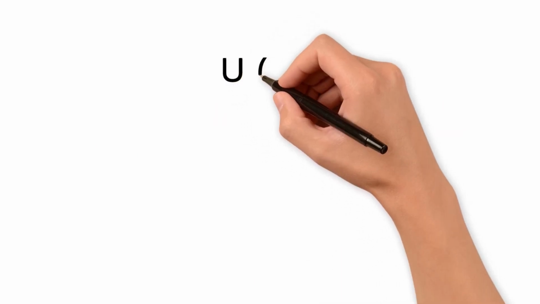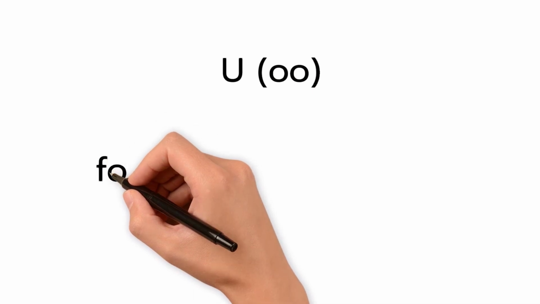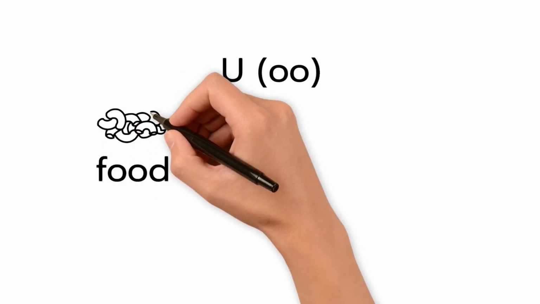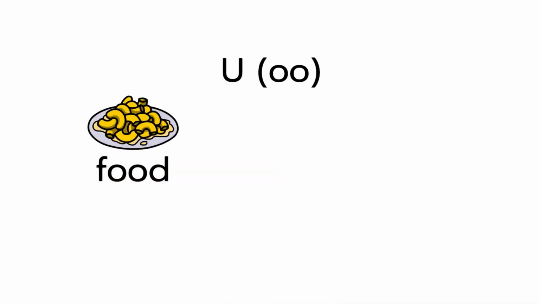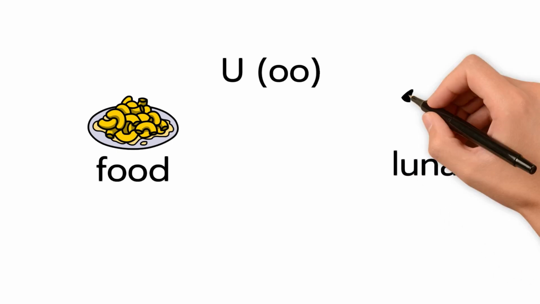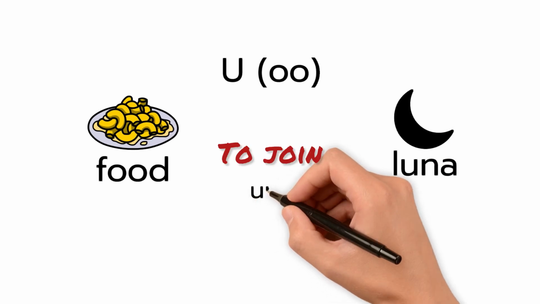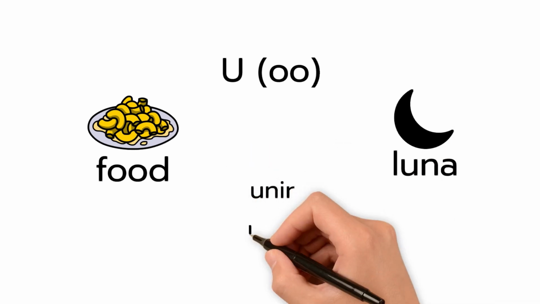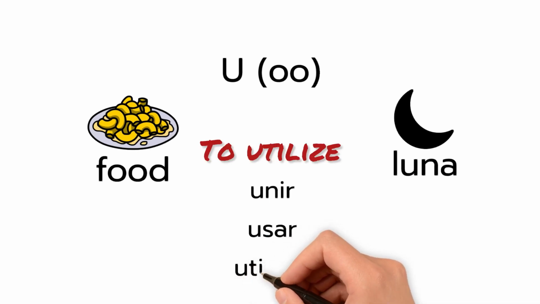Now, the Spanish U is pronounced U. Make sure you say U, not you. And it's the double O sound that we have in food. And you'll see it in the word for the moon, luna. And Spanish verbs: unir, to join, usar, to use, utilizar, to utilize.